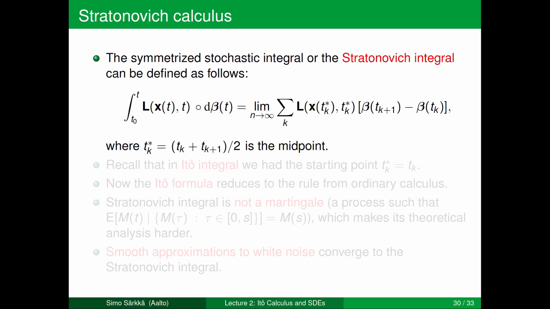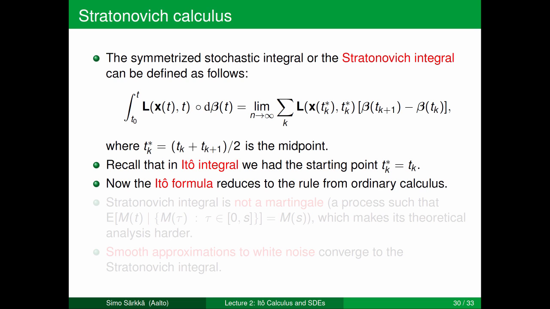It is also possible to define the stochastic integral in another way. In the so-called Stratonovich integral, we take the middle point of the small interval as the evaluation point instead of the starting point as in the Ito integral. The Stratonovich integral is denoted with a small circle before the d beta. So indeed, recall that in the Ito integral, we had the starting point as the evaluation point.